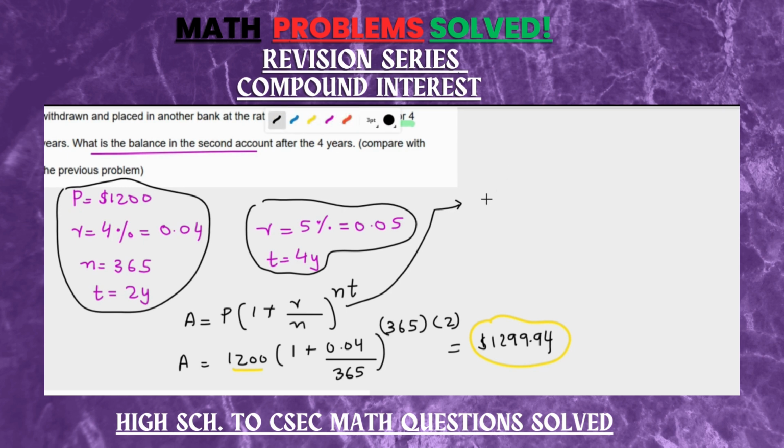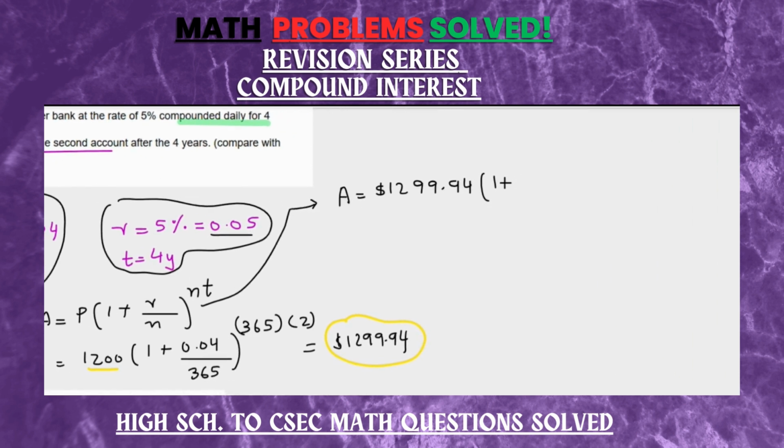So we already discussed that compound interest differs from simple interest in the way that we had to take this final amount as a principal for the second period, right? So for the second period, when we put in 1299.94 as a principal, and then 1 plus, what's the R? R is already given to you.